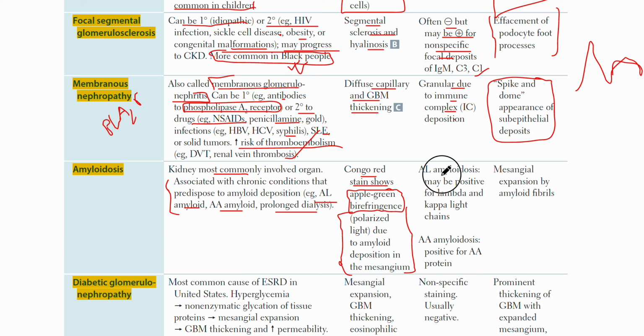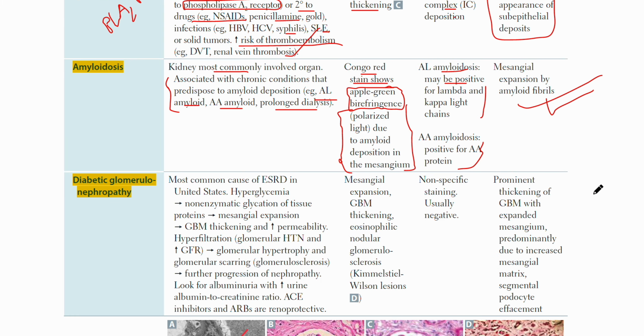And in immunofluorescence, you can see AL amyloidosis, you can see maybe positive for lambda and kappa light chains, and in AA amyloidosis, there is positive for AA protein. And in electron microscopy, you can see mesangial expansion of amyloid fibrils.